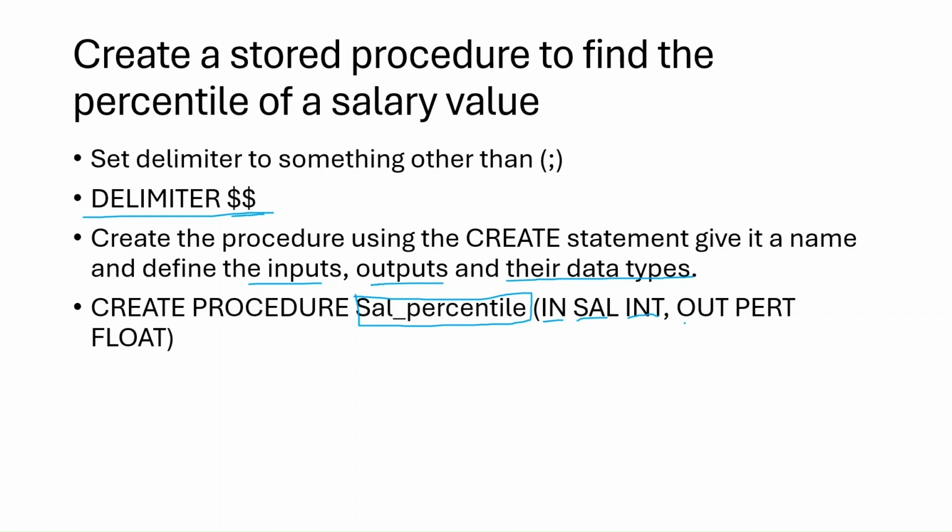And then the OUT, this is the output we're going to get from this procedure, with the name of the output, which in this case we gave it PERC, for the percentile. And then the output is going to be a FLOAT because again we're getting a percentile, so it's going to be a percent that's probably going to have some decimal places, so we want to make sure we let it know that it's going to be a float.